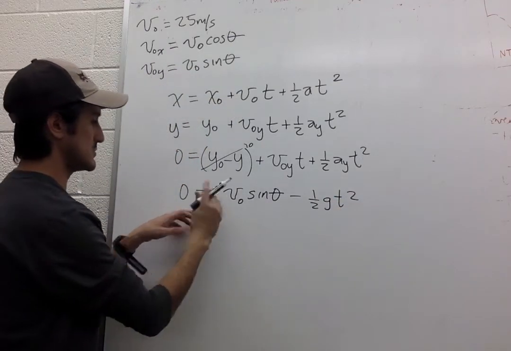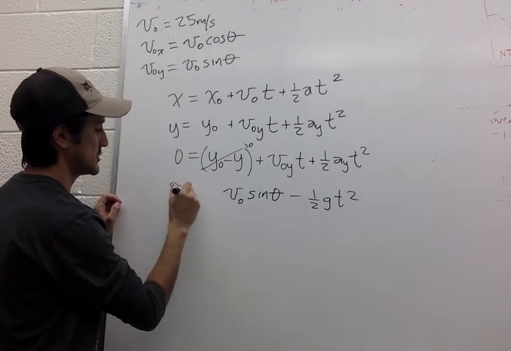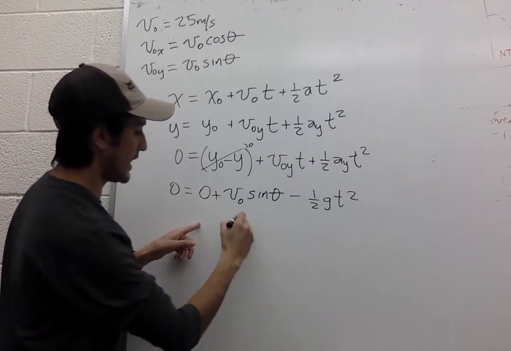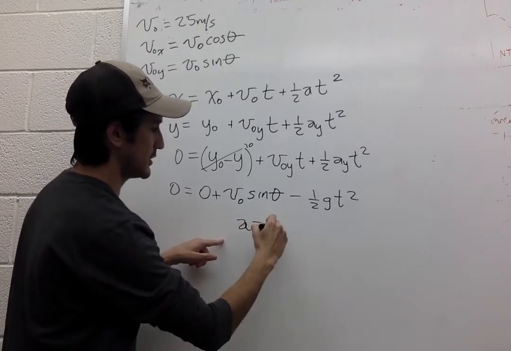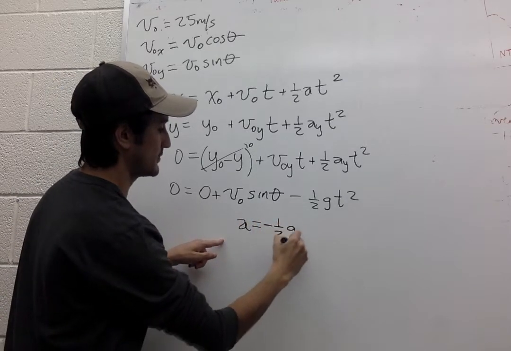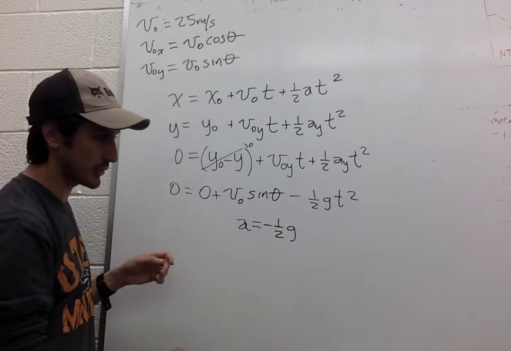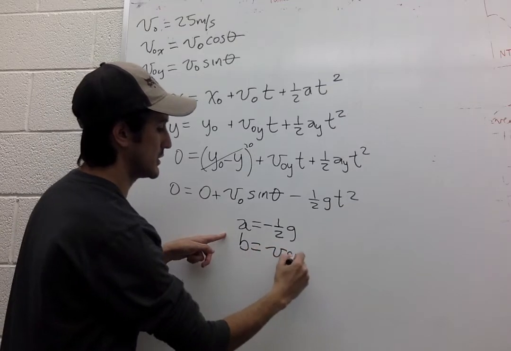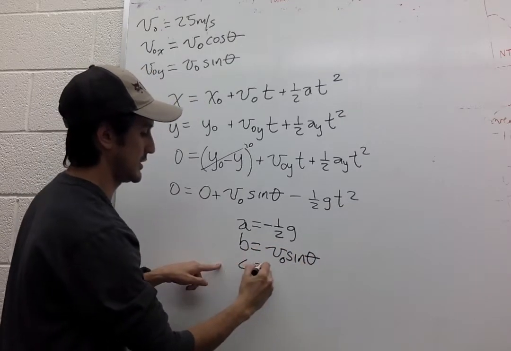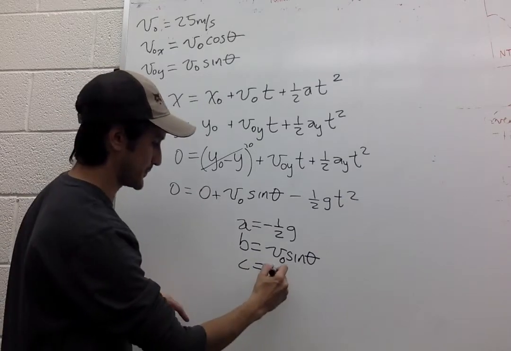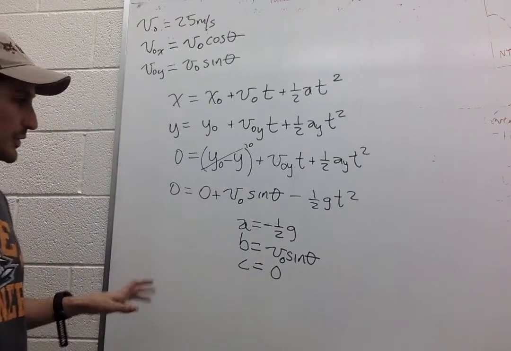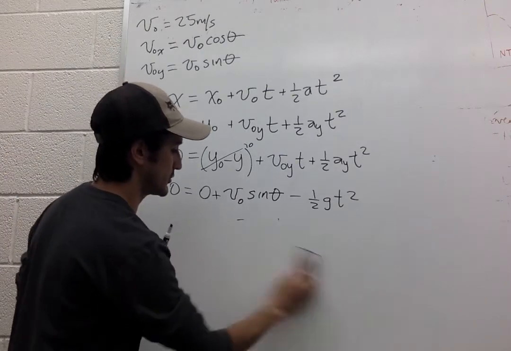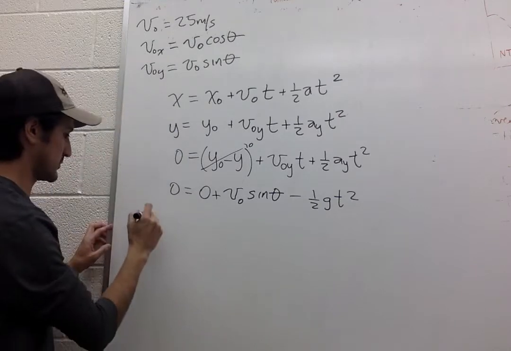So now, just so that we don't forget, I'm going to put it over here. Your a is going to be minus 1/2 of g, and we're going to try to solve for t now. b is going to be v naught sine theta, and c equals 0. If we want to use the quadratic equation, I'm going to rewrite it over here so I don't have much space.